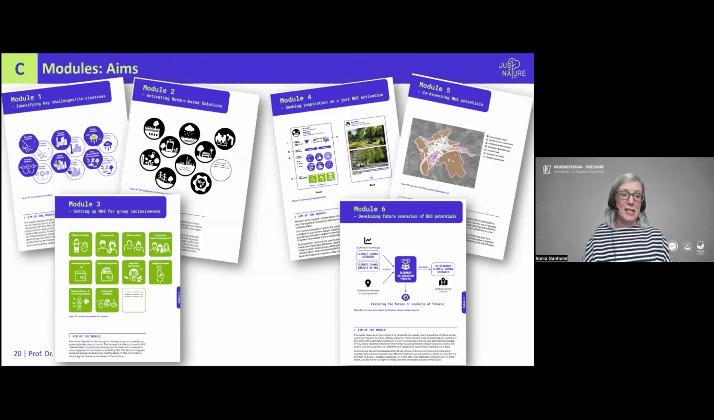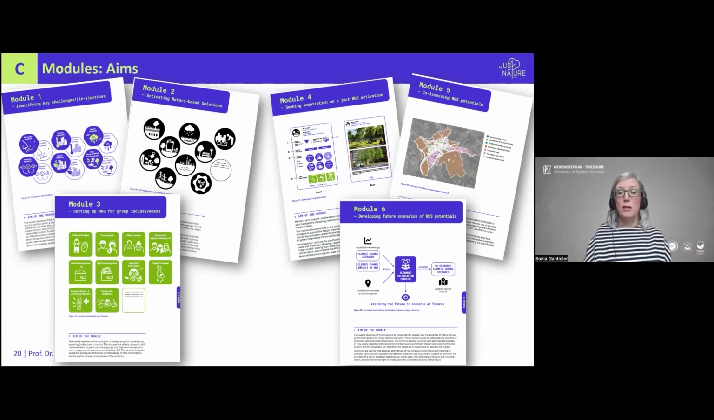And what you can see with regards to the different modules, I've only shown very briefly. It consists of 6 modules overall. Module 1 is about identifying key challenges in a city, key injustices when it comes to certain aspects that are affecting a city. Module 2 is more about how to activate nature-based solutions, whereas module 3 is about how to set up nature-based solutions for group inclusiveness.